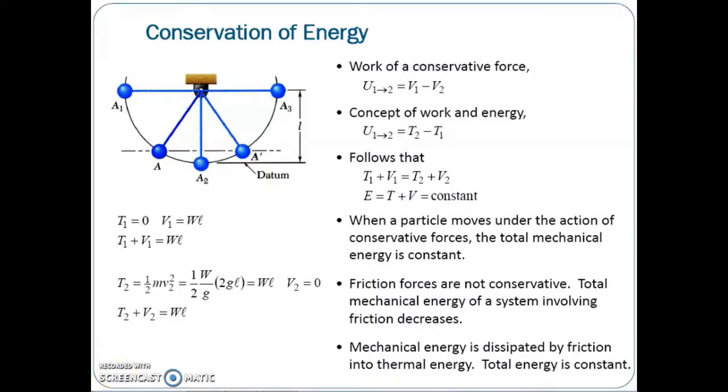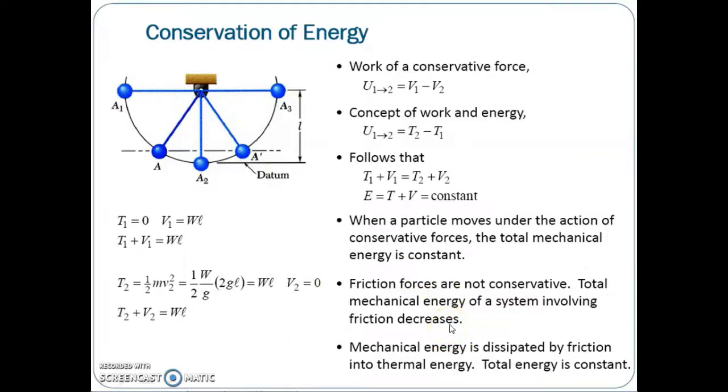It is noted that friction forces are not conservative forces, so there will be a loss. In other words, the work of a friction force cannot be expressed as a change in potential energy. The work of a friction force, as we noted, is always negative. So when a mechanical system involves friction, its total mechanical energy does not remain constant, but decreases.